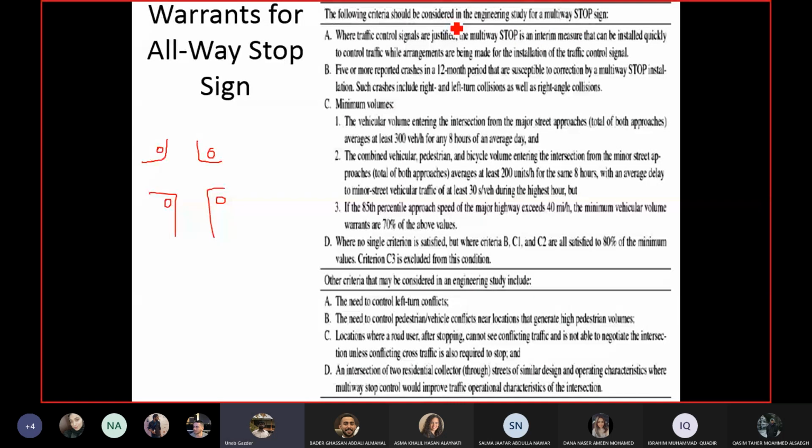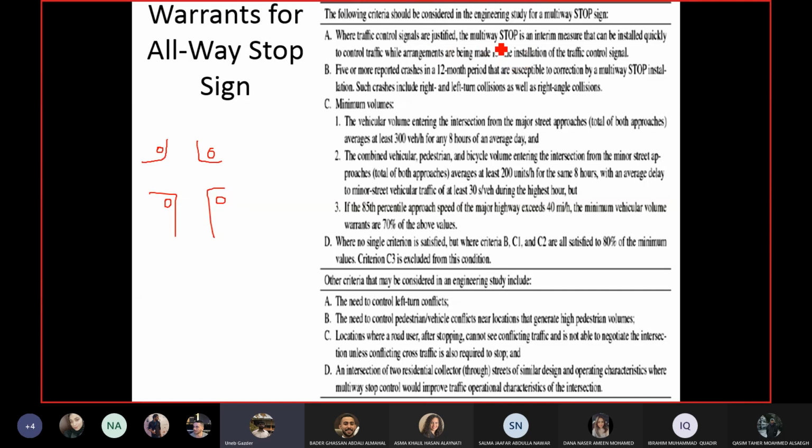So when you are doing an engineering study for putting up an all-way stop sign, you must consider these conditions. So you are trying to maybe put a traffic signal at that site in future. But for the time being, before the signal is activated, you can put a multi-way stop sign. Multi-way and all-way mean the same thing.